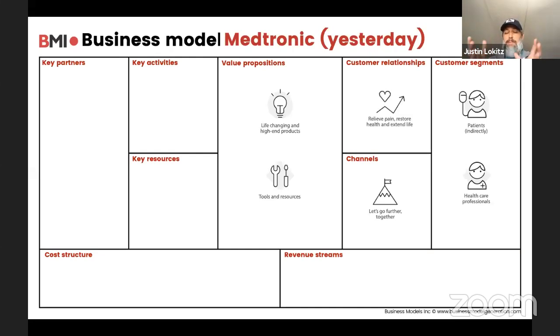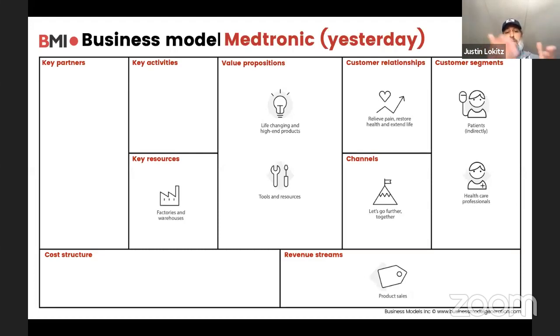And basically, they kept customer relationships going for a long time with healthcare professionals by saying, hey, we're here to relieve pain, restore health, extend life. We have the best products and services to do that. And of course, what that meant was that its revenue streams came specifically from selling products, right? And some maintenance and so forth along with that.